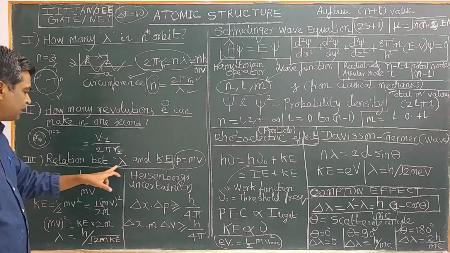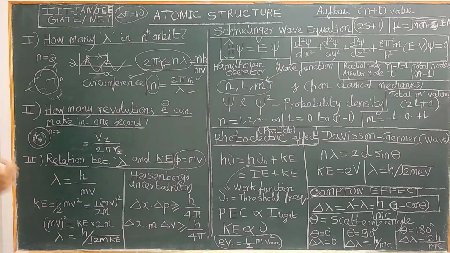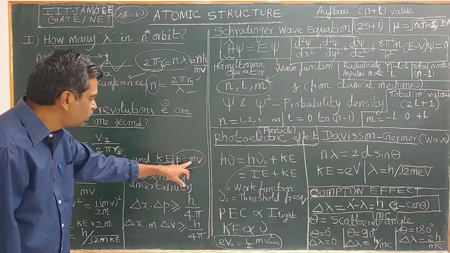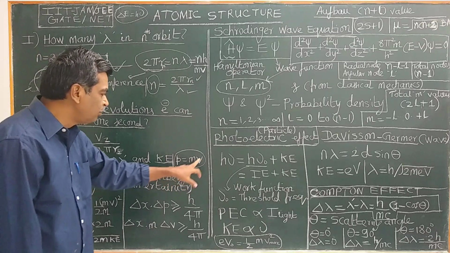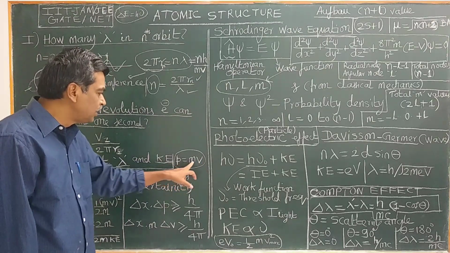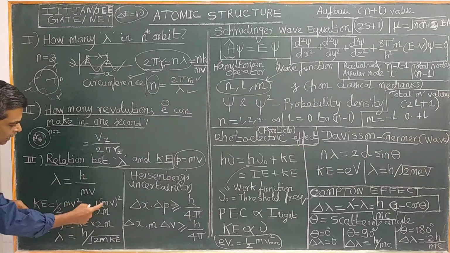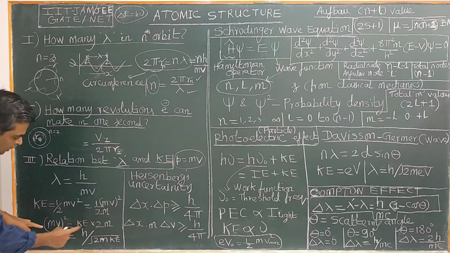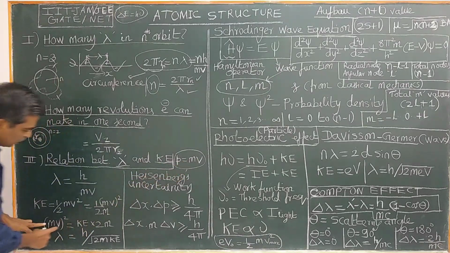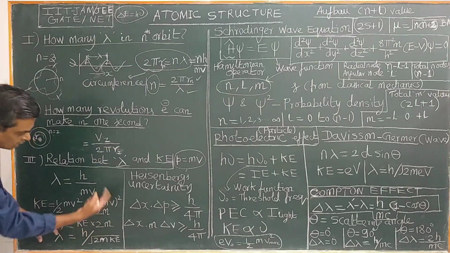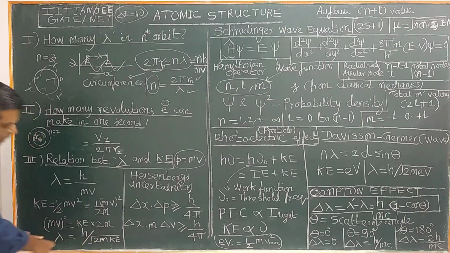Okay. Now the relationship between lambda and kinetic energy. What is the relation between the wavelength and kinetic energy? According to the de Broglie relationship, lambda equals h by mv. According to classical physics, the linear momentum p is equal to mv. Kinetic energy is equal to 1 by 2 mv square. Multiply both numerator and denominator by m, therefore m squared v squared by 2m. Since mv equals p, kinetic energy equals p squared by 2m. Therefore, you can calculate. Several problems are asked based on this.